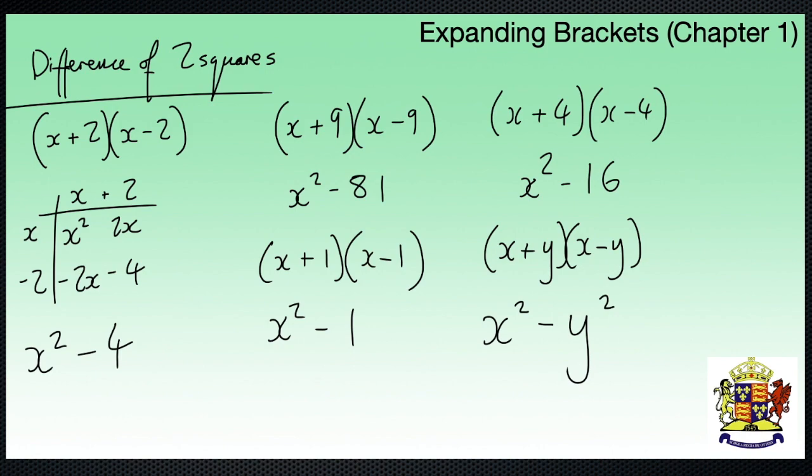So be really, really careful with the difference of two squares. Make sure you recognize it and don't make mistakes. You can just use your box method or your grouping method. It'll be absolutely fine, but always watch out for the difference of two squares. For example, in some questions, you may be asked to factorize something like x squared minus 16. Okay, it's important that you know it's going to end up with something like this.